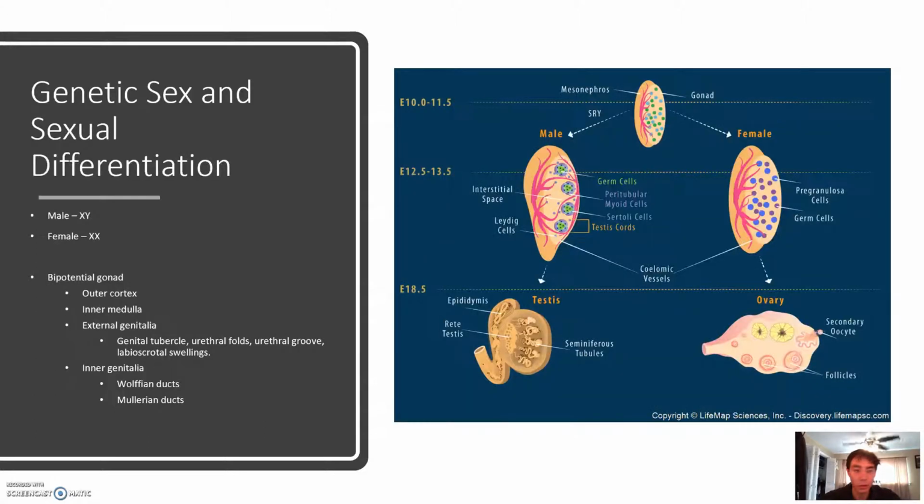Alright, so we'll move on to genetic sex and sexual differentiation. Genetically, females who inherit one X chromosome from the mother and one X chromosome from the father are genetically female. Males who inherit one Y chromosome from the father and one X chromosome from the mother are genetically male. Without the Y chromosome, there will not be development of male reproductive organs.